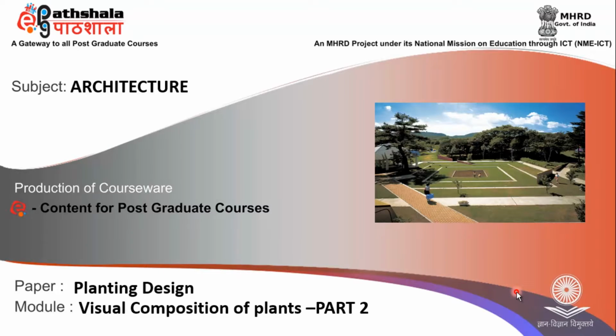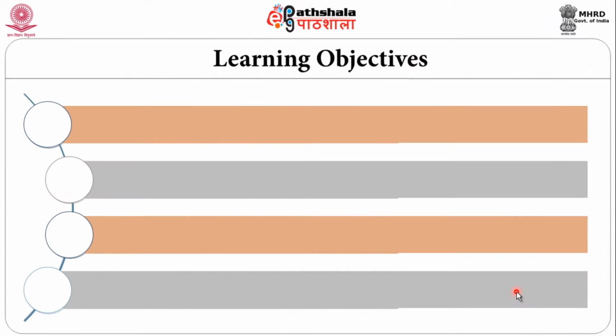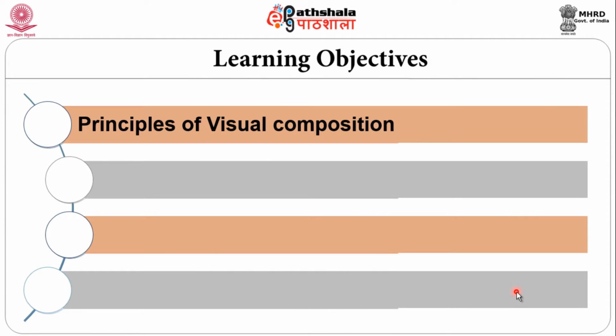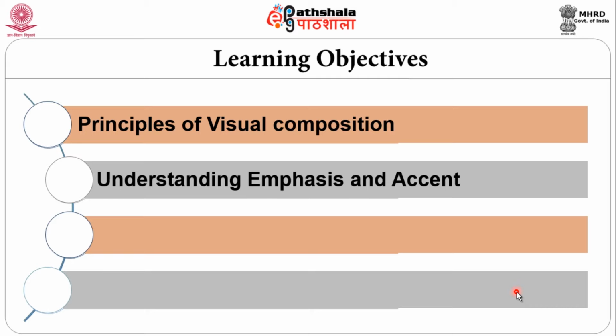In this module of planting design, we continue to see a few aspects of the visual composition of plants. In this module, we would see certain aspects of visual composition, the principles of visual composition, and understand some of the principles in continuation with what we saw earlier, like harmony, contrast and balance, which we saw as principles here.